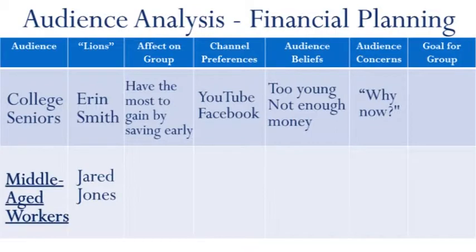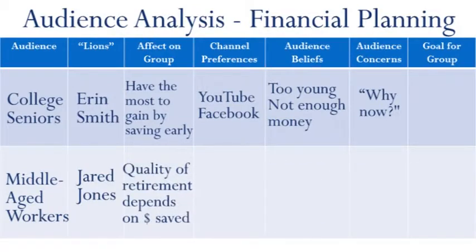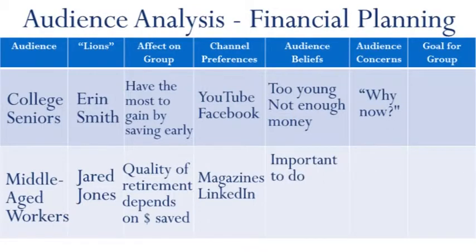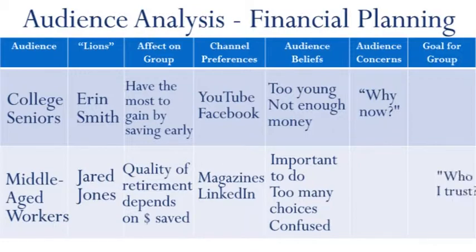On the other hand, middle-aged workers have diverse concerns, different than the college seniors. How they're impacted by this: after all, the quality of their retirement depends on how much they saved and the investment choices that they make. They may not be as attuned to YouTube and Facebook. Maybe they rely on magazines and LinkedIn as their communication preferences. Beliefs: they realize it's important to do. You notice how this is different than the college seniors. They're overwhelmed by the choices and confusion tends to limit their action. One concern that they have is, who do I trust?